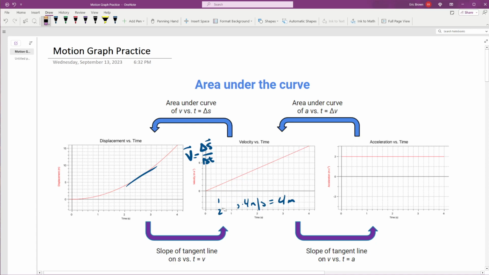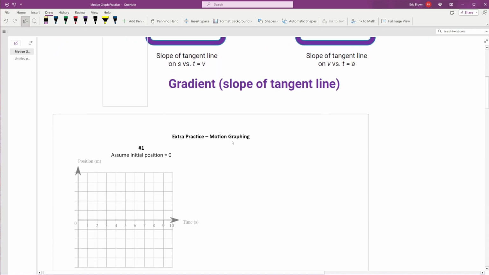And same deal to go from velocity to acceleration. The slope at any point on a velocity versus time graph will give me a value for acceleration. So those are the rules. The first thing to do is practice and study to a point where you're comfortable just knowing that those are the rules and that's what I got to do when I see these different things. That will come with practice.